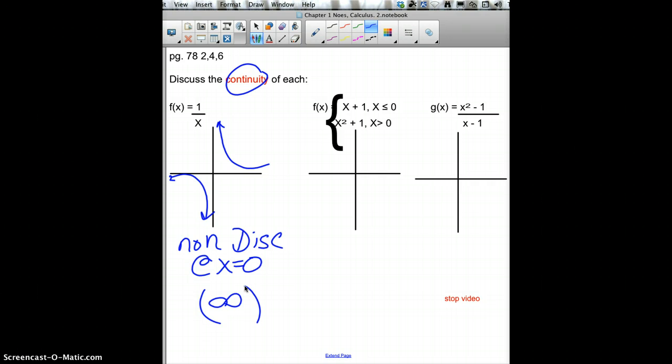The next one up, I've got a piecewise function. The first one, it's a line. At 0, I get 1, and then it's an uphill line. On this one, it's a parabola, but when I put in 0 here, I'm also at 1, so it ends up going like this. Because this hole was filled in, and because these both at 0 give me a 1 out, that's actually continuous on the entire number line. So you would say continuous everywhere, or again, it just says discuss the continuity.